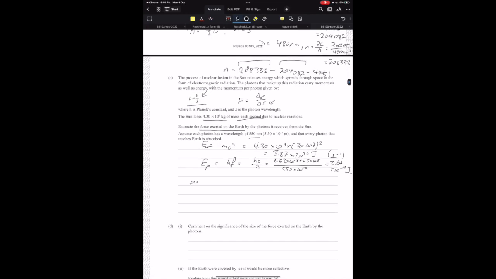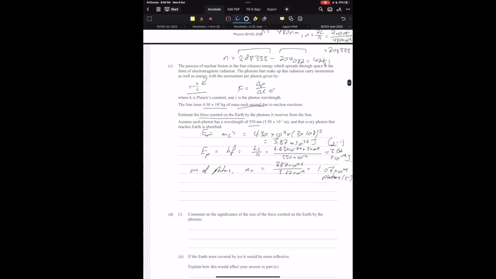So the number of photons, let's call this n, and let's also put a capital T there so we know it's the total number of photons, is 3.87 times 10 to the 26 divided by 3.62 times 10 to the negative 19. So 3.87 times 10 to the 26 divided by 3.62 times 10 to the negative 19. We get 1.07 times 10 to the 45 photons. And remember, again, this is every second. Every second this is happening.